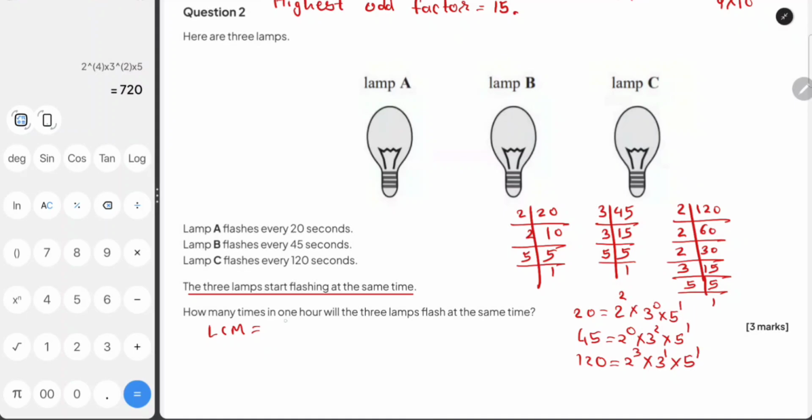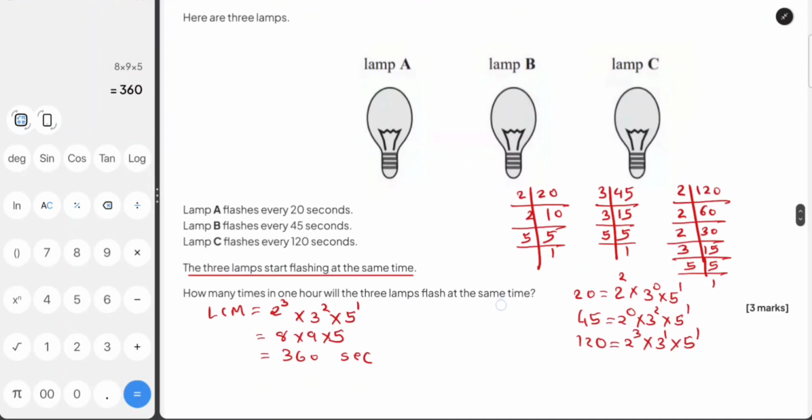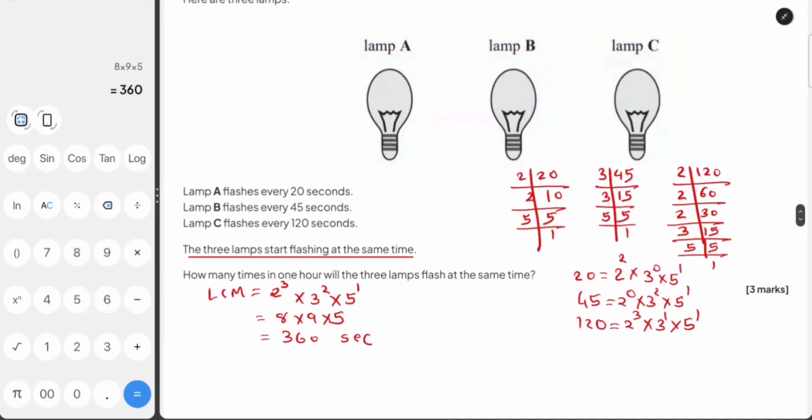So for finding LCM, let's consider the highest powers of each factor. So that's 2 raised to 3, 3 raised to 2, 5 raised to 1. 2 raised to 3 is 8, this is 9, and this is 5. Let's use calculator. 8 into 9 into 5, that's 360. So after 360 seconds, they are going to light together after every 360 seconds. Now you see 360 seconds, if you divide it by 60, that will be 6 minutes.